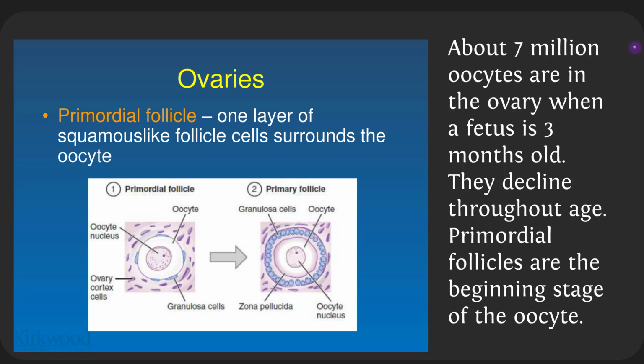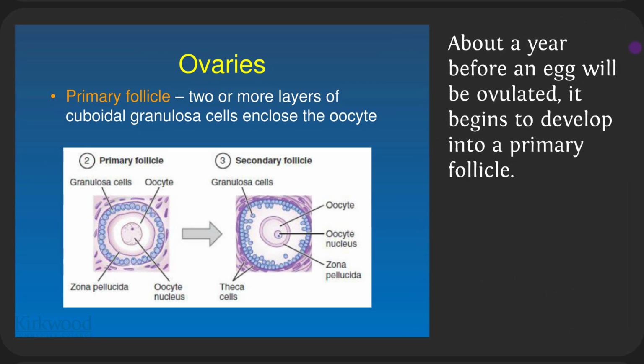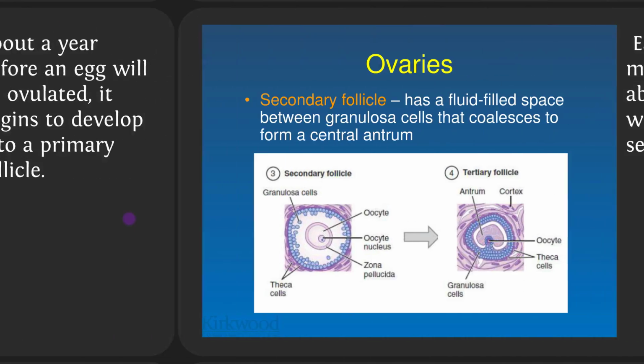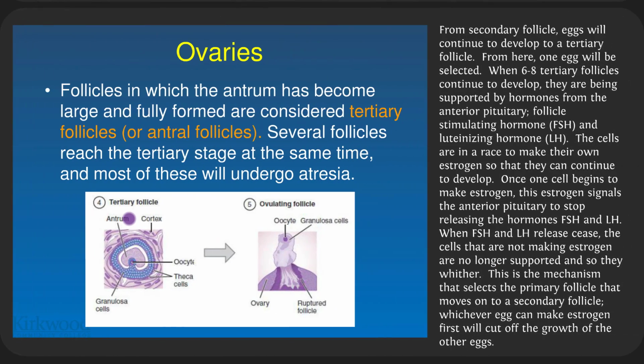About 7 million oocytes are in the ovary when a fetus is 3 months old in the womb. They decline throughout age. Even when you're born, a female will still have over 1 million oocytes. Primordial follicles are the beginning stage of the oocyte. About a year before an egg will be ovulated, it begins to develop into a primary follicle. Each month in a mature female, about 6 to 8 oocytes will develop into secondary follicles, and that will follow a pattern of basically every 2 months because the ovaries alternate in ovulation. So an ovary will produce 6 to 8 cells, oocytes, every 2 months.